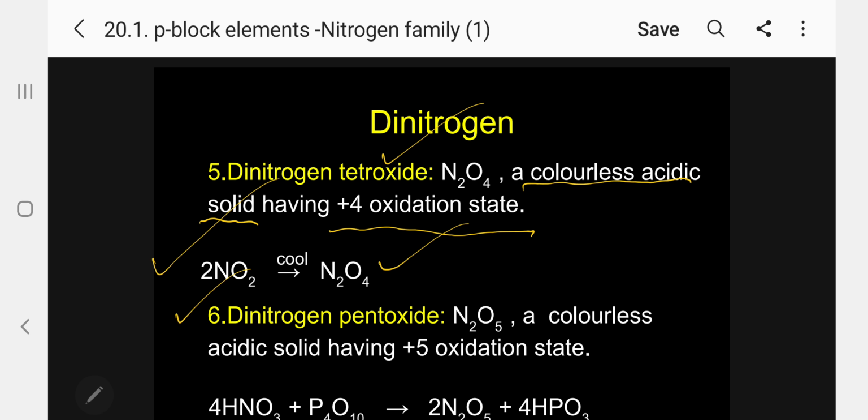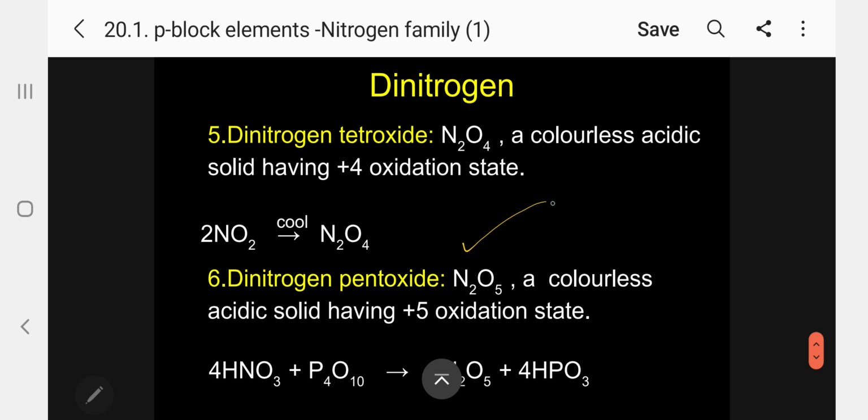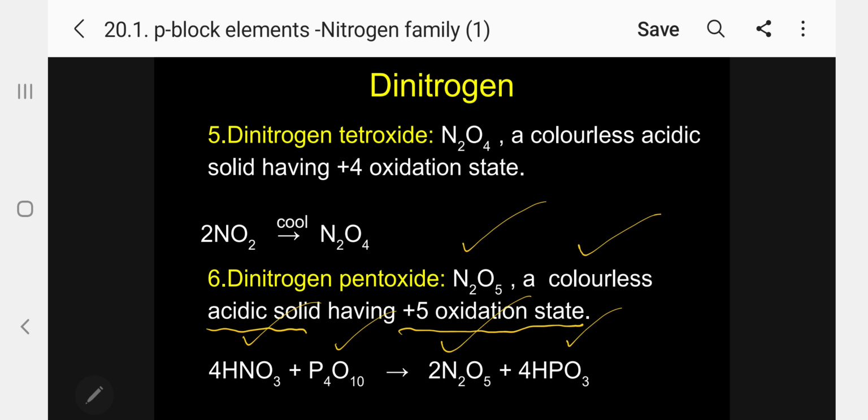Number 6, dinitrogen pentoxide. Kindly follow. N2O5, a colorless acidic solid. Kindly follow, having plus 5 oxidation state. We get this by heating nitric acid with P4O10, which is a dimer of P2O5. So when you heat 4 moles of nitric acid, it produces 2 N2O5 plus metaphosphoric acid, 4 HPO3.